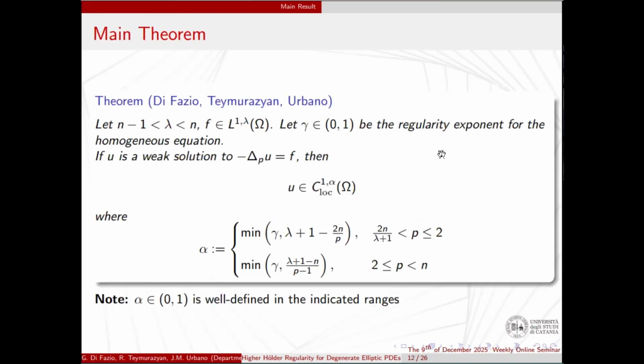So this is our statement, assuming lambda between n minus 1 and n, and the right-hand side f in L1 lambda, the Morrey space. And gamma is some regularity exponent for the corresponding homogeneous equation that I will tell you exactly later. Then, if we consider the equation p-Laplacian of u equal to the right-hand side f, the weak solution is C^{1,alpha} locally, where alpha is a number related to all the parameters in the game, especially it is related to the number lambda, so it is connected with the right-hand side.